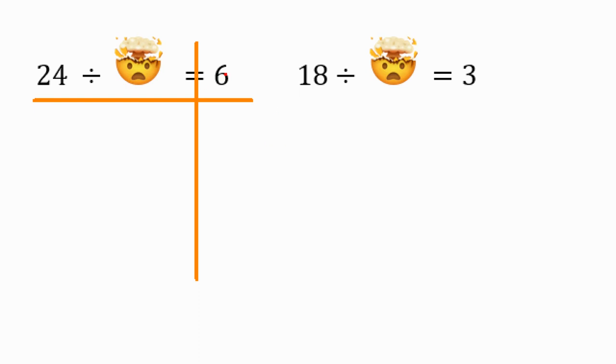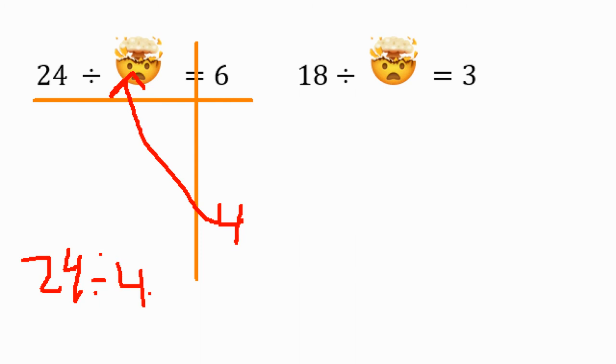Instead, we want to take this 6 over here and pretend it was right here. 24 divided by 6 is 4, right? So now if I took this 4 and put it in for mind blown, it would say 24 divided by 4 equals 6. And that's true, bros. That is so true.